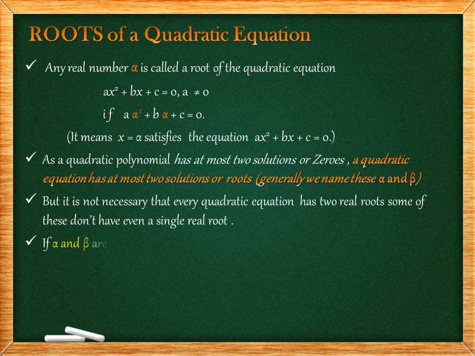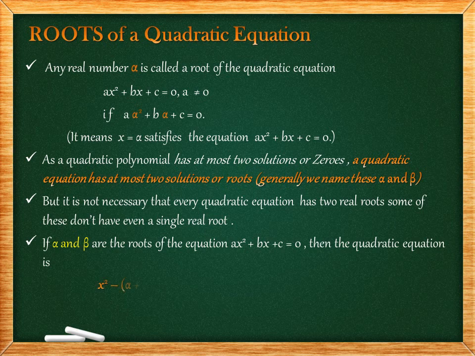Now let's see an important result. If alpha and beta are the roots of the quadratic equation ax square plus bx plus c equal to 0, then we can write the quadratic equation in terms of these roots as x square minus (alpha plus beta) x plus alpha into beta equals 0. Here alpha plus beta is the sum of the roots and alpha into beta is the product of the roots. It is similar to the situation we have in the quadratic polynomial, where alpha and beta were the zeros of the quadratic polynomial ax square plus bx plus c.